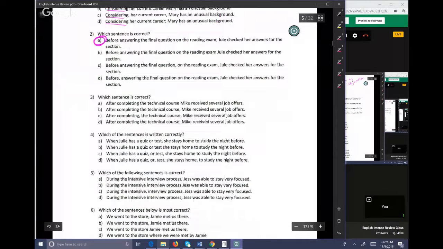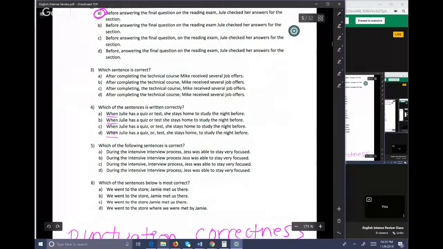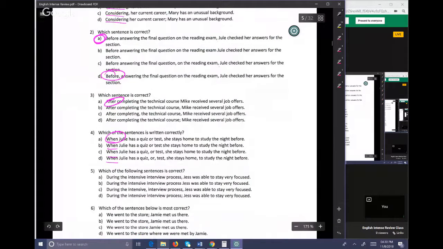I'm going to do 2 more on this page, and then the rest of this page is your practice. One of them is 4. So when Julie has a quiz or test, she stays home to study the night before. The word when is another one of those examples where I would consider the word when to be a conjunction, but it can certainly be used not as a conjunction. Same thing with before. So I think of before, after, and when as being ultimately conjunctions, but I am aware that they can be used in a way that they're not actually in a conjunction spot.